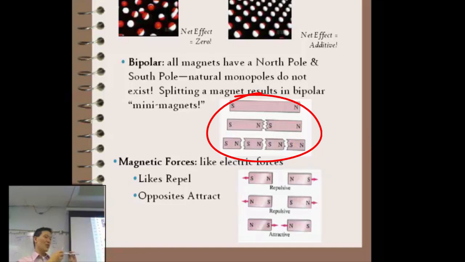And just like electricity, what's kind of nice about physics is as you start to understand how nature works, there's patterns. Opposites attract, and likes will what? Repel, right? So what's nice about that is it's a natural phenomenon and trying to understand that.